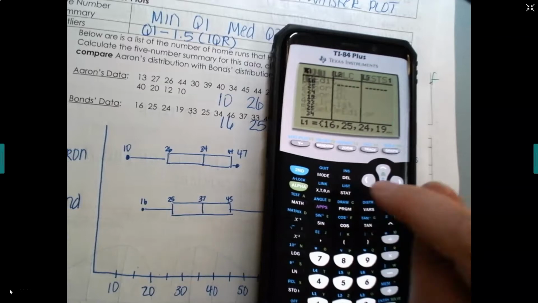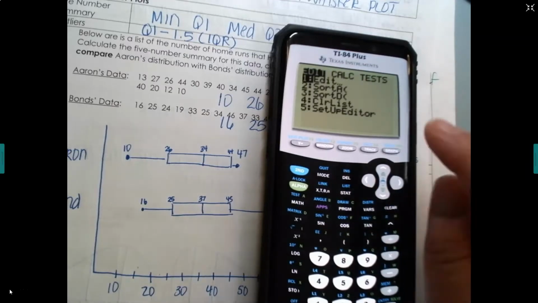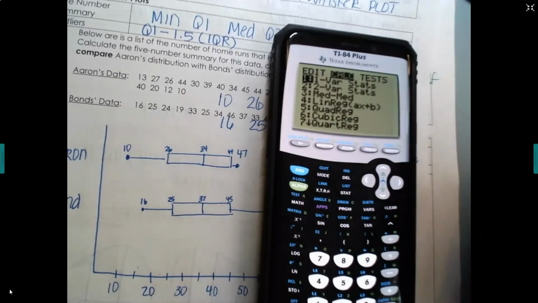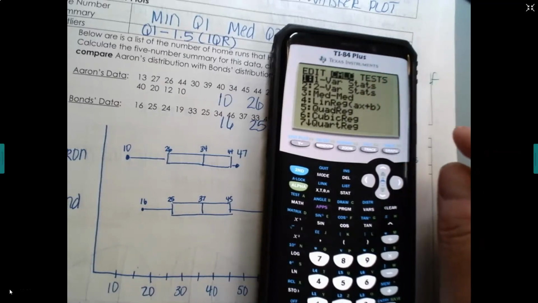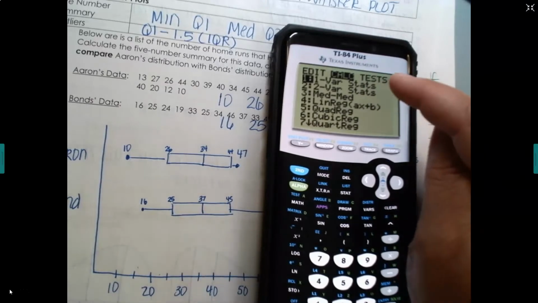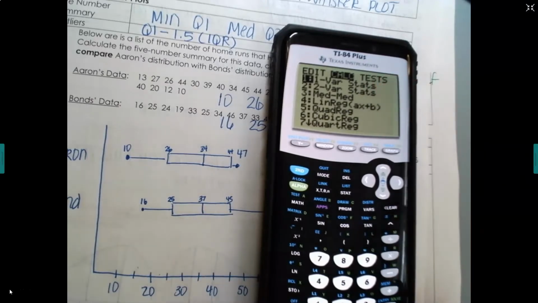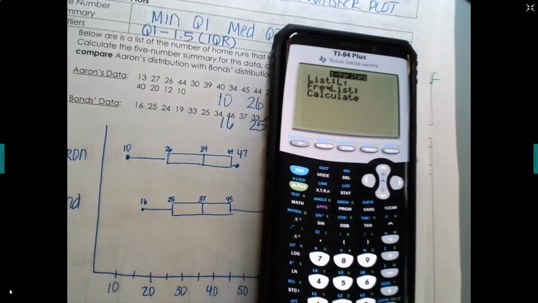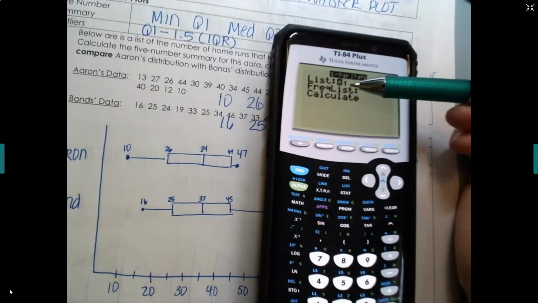I'm going to go back to Stat. I've already edited the list. Everything's in there, so I'm going to arrow over 1 to Calc for Calculate. We're going to run a 1-Var Stats. So that's your option number 1 that's already highlighted. Press Enter. We put all of our data into list 1. If your data is in a different list, you can change that.